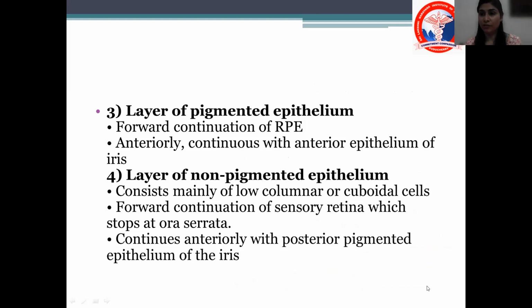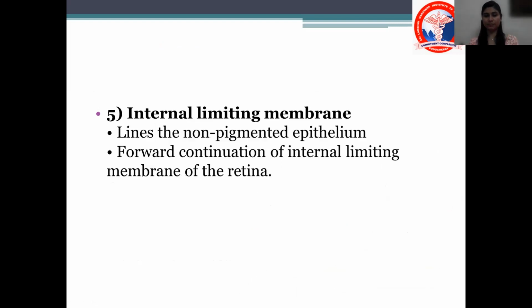Now the third layer, the layer of pigmented epithelium, is the forward continuation of the retinal pigmentary epithelium. Anteriorly, it is continuous with the anterior epithelium of the iris. The layer of non-pigmented epithelium consists mainly of low columnar or cuboidal cells. It is a forward continuation of the sensory retina, which stops at the ora serrata. It continues anteriorly with the posterior pigmented epithelium of the iris. Now the internal limiting membrane lines the non-pigmented epithelium, and it is a forward continuation of the internal limiting membrane of the retina.